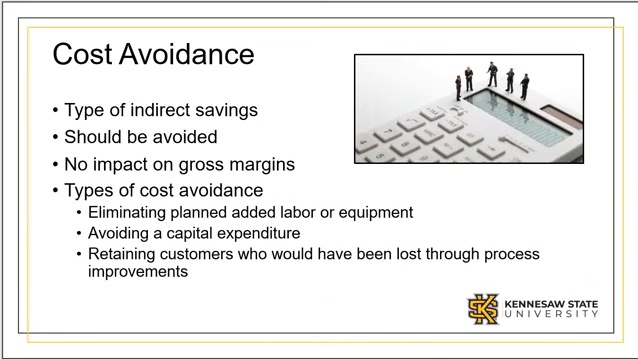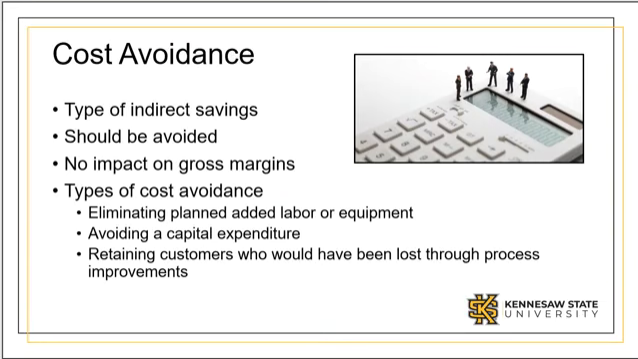Cost avoidance is a type of indirect savings and should be avoided by the business. They typically have no impact because they are derived from a financial benefit or event that never occurred. Organizations can ultimately save their way into bankruptcy by spending too much time and effort tracking these savings. Remember what happened to Enron. Such a basis for savings is a house of cards and can easily collapse.